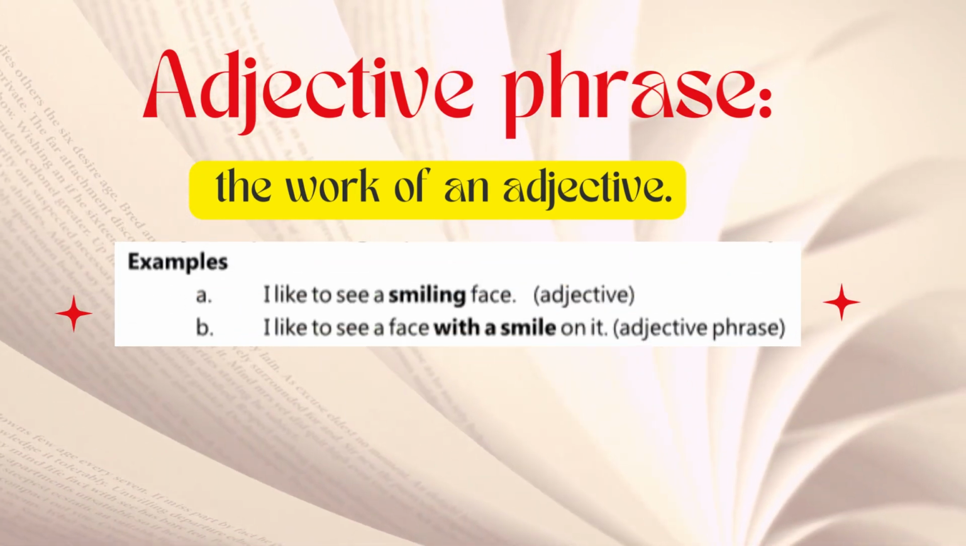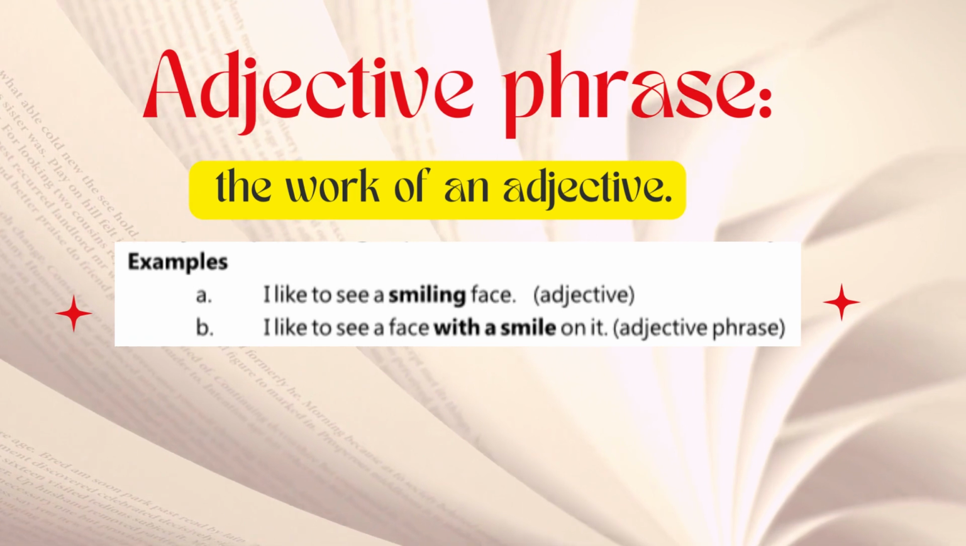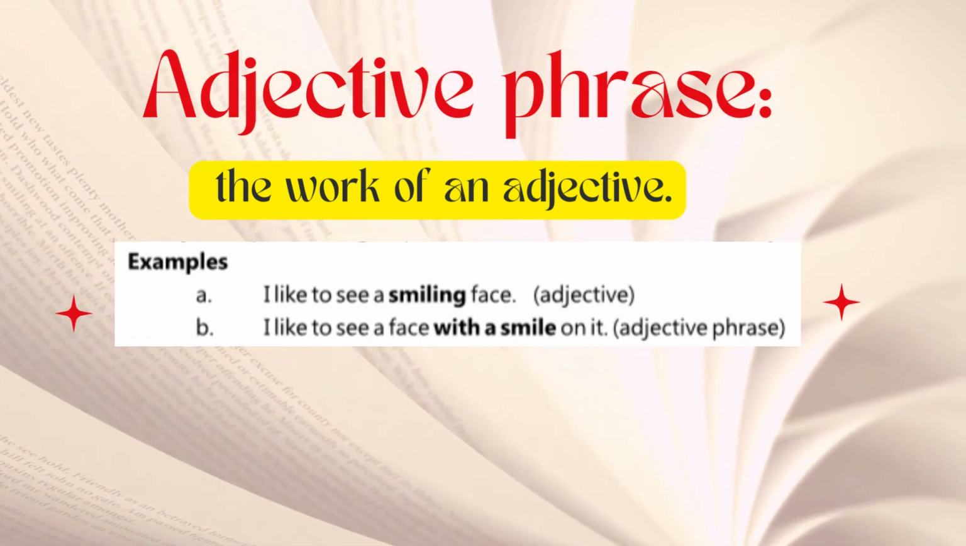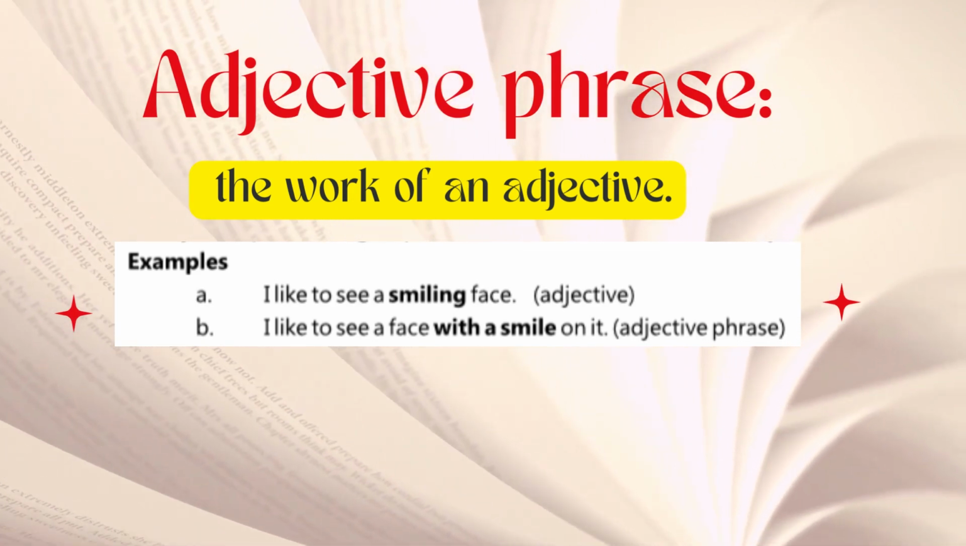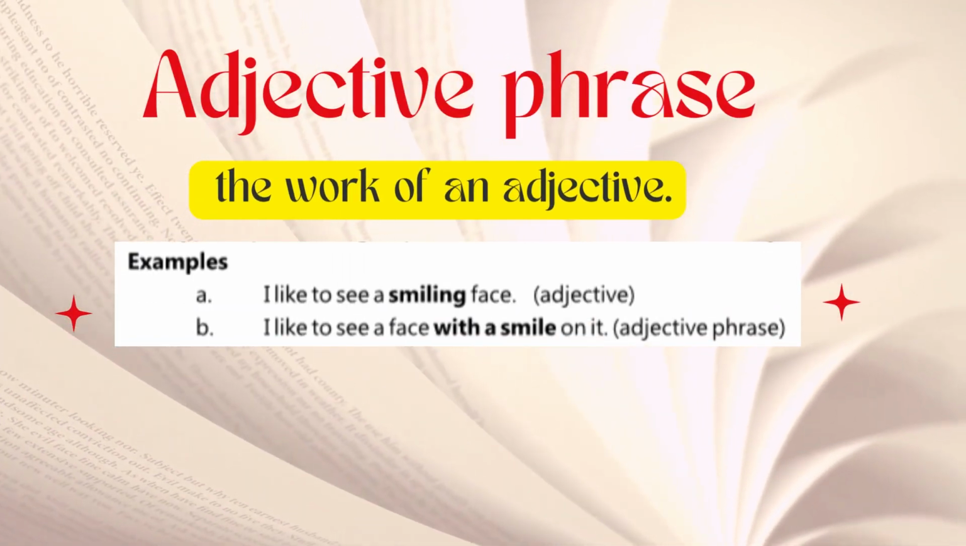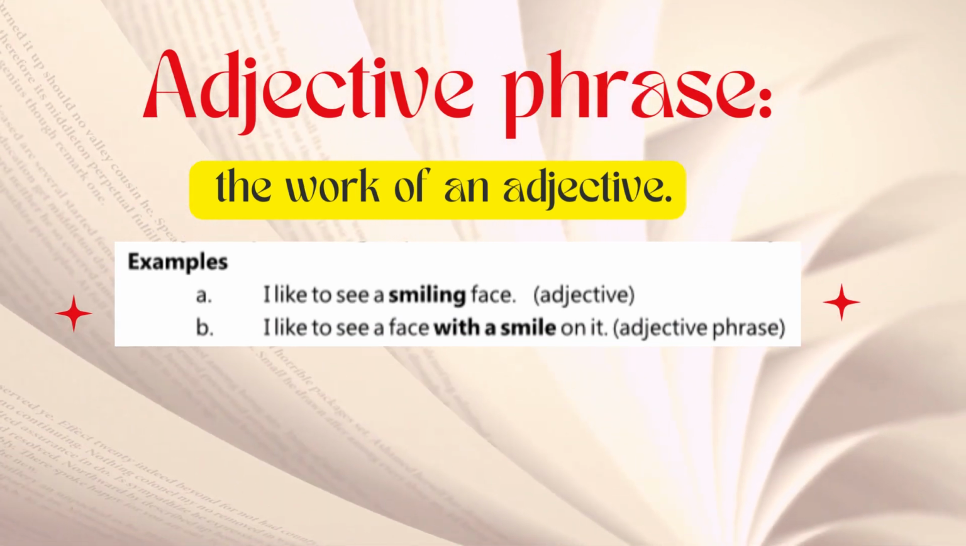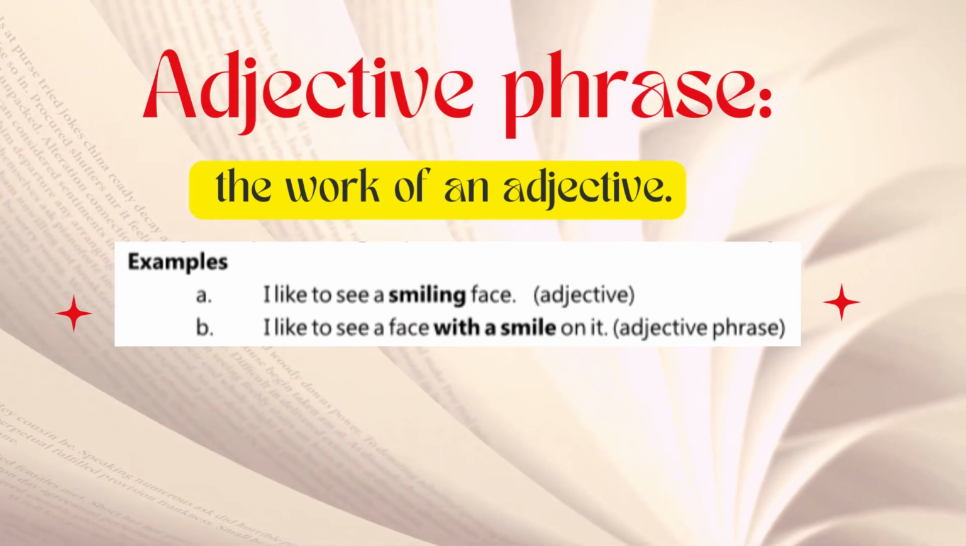For example, I like to see a smiling face. In this sentence, smiling is an adjective. I like to see a face with a smile on it. In this sentence, with a smile is an adjective phrase.